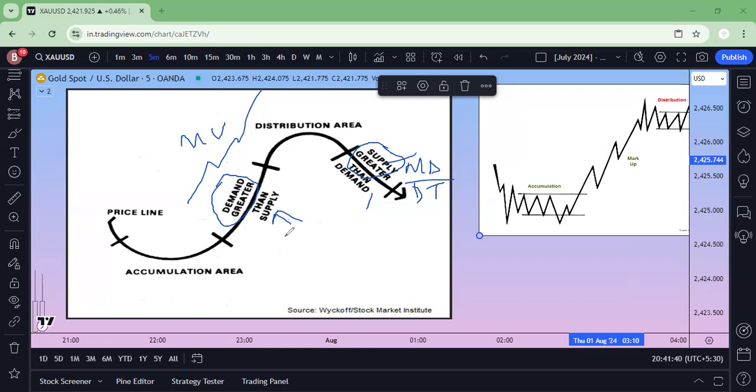So one thing I can say is, using fair value gap and footprint studies, we can in some way predict whether demand is greater than supply, or supply is greater than demand. Okay, so how would that be?